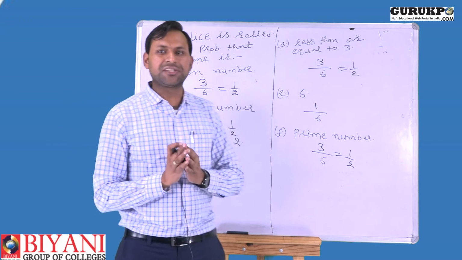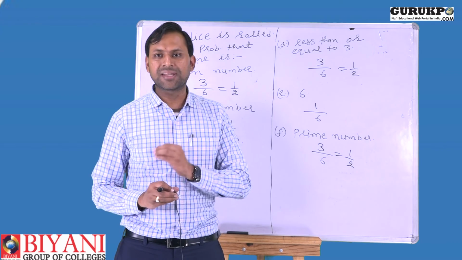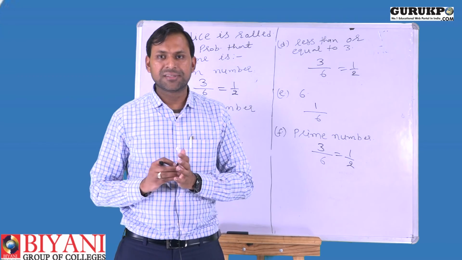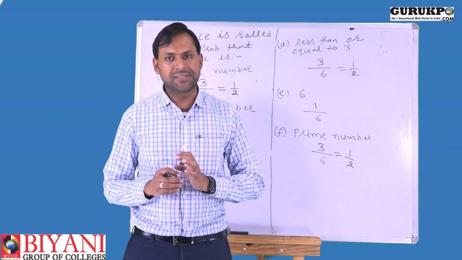So probability is a very simple process. Simply you need the total number of cases in the experiment and the favorable number of cases for the asked thing. By this we can get the probability of any event.